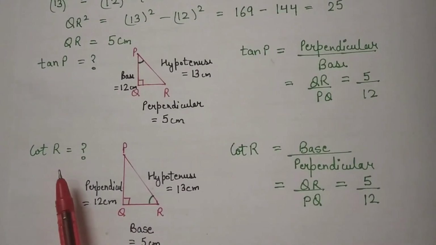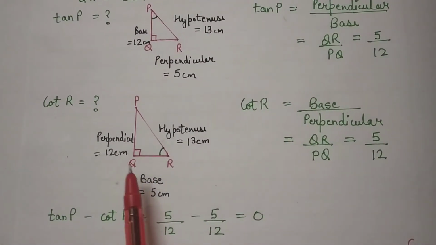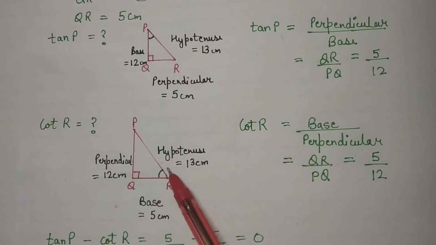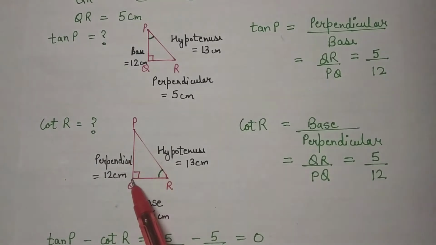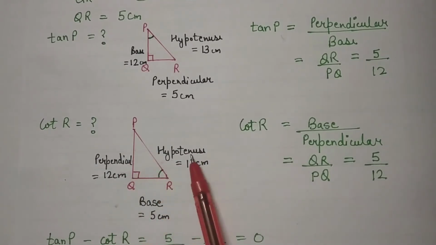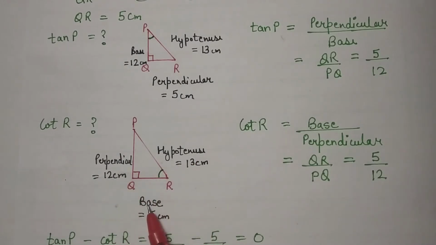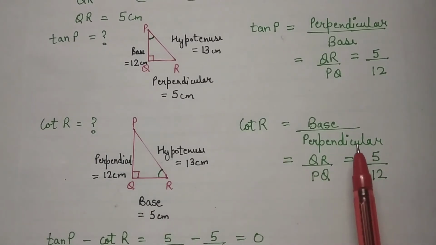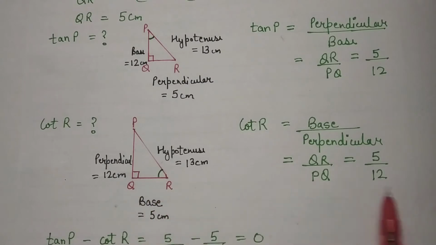Next is cot R. Now perpendicular and base will change as the acute angle changes. This is R. So I have marked this angle. Now perpendicular will be opposite to this acute angle, that is PQ, and hypotenuse is always the same, that is opposite to the 90 degree. Perpendicular and base change with the change of acute angle. Here opposite to acute angle, this is the perpendicular and the rest is the base. Cot R is equal to base by perpendicular. Filling the values, 5 by 12.